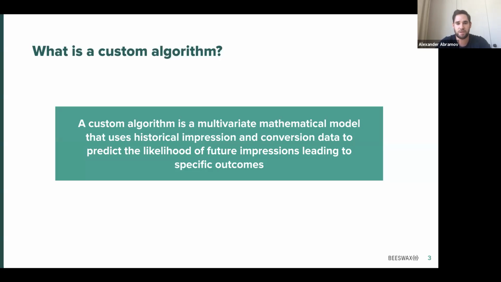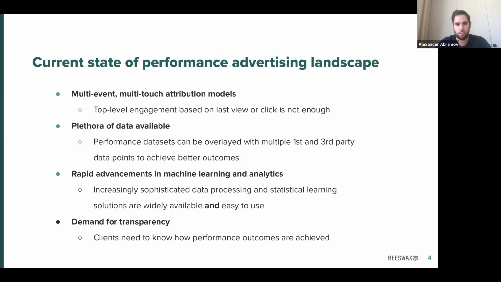A custom algorithm is a multivariate mathematical model that uses historical impression and conversion data to predict the likelihood of future impressions leading to specific outcomes. To slightly unpack it, effectively, you have a bunch of historical performance data. You want to make sense of it. So you apply a statistical learning technique that recognizes patterns in characteristics of impressions that either lead to conversions or don't lead. And then you apply these learnings to incoming traffic to improve your buying logic and improve campaign conversion rates. And so why exactly is it relevant to even address this question currently?